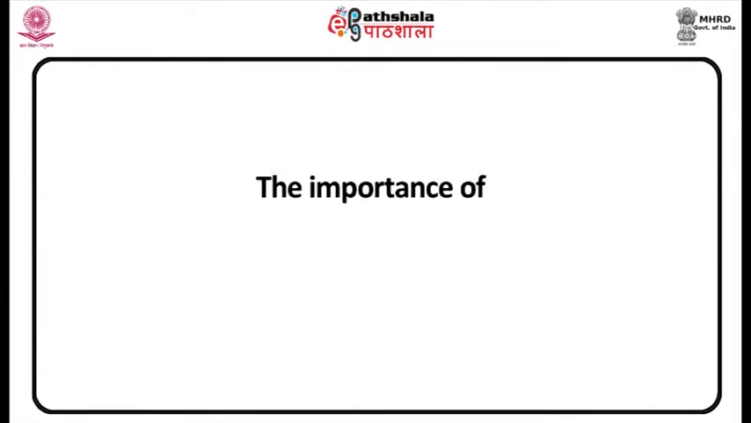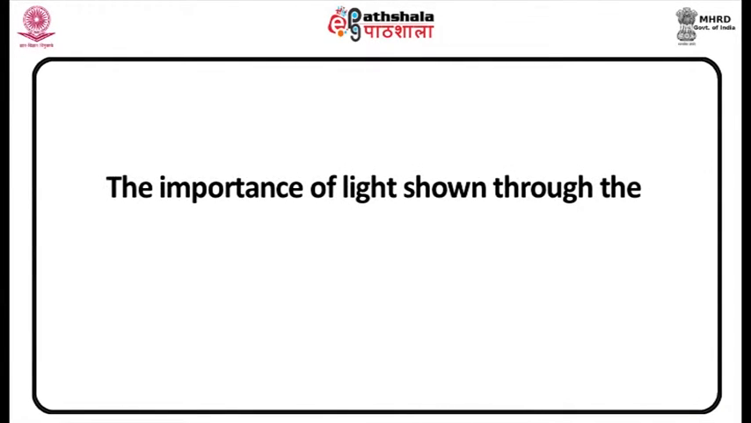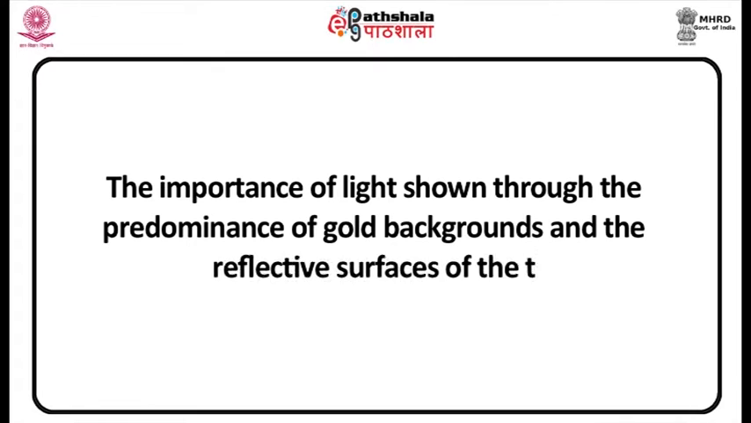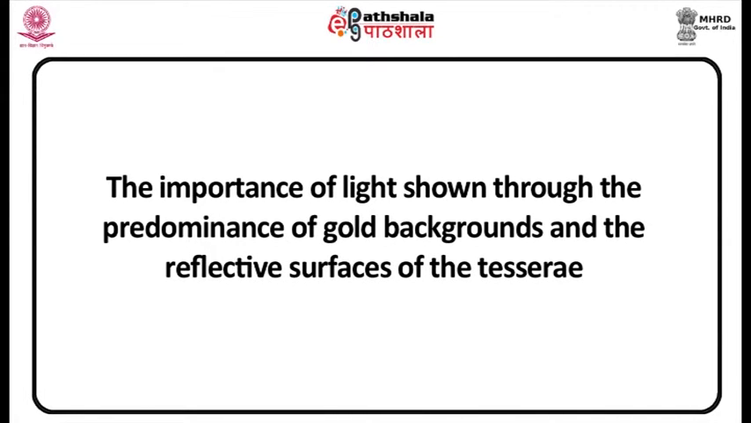Here, Theodora stands in an abbreviated apse, with her court ladies on the right and two churchmen on the left. She also wears a royal purple robe, and her head is framed by a halo. The importance of light in Christian art is expressed in Byzantine mosaics by the predominance of gold backgrounds and reflecting surface of the tracery.